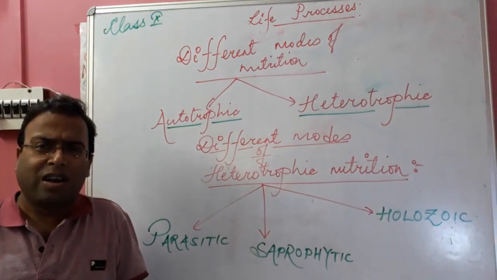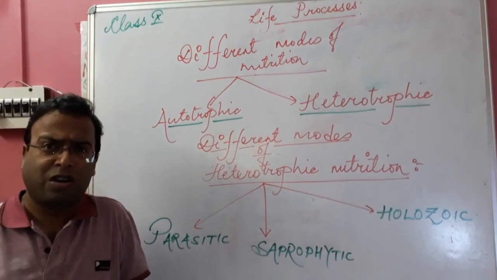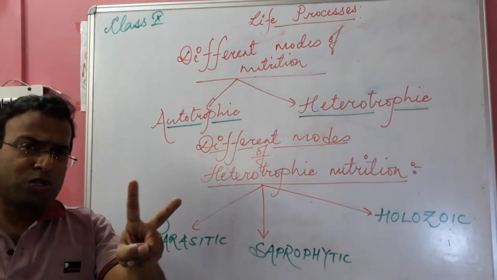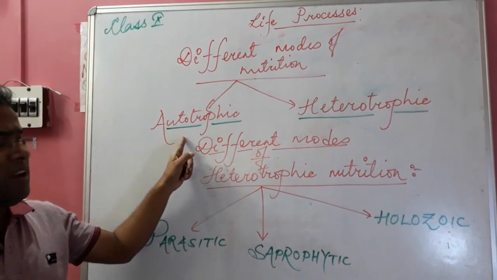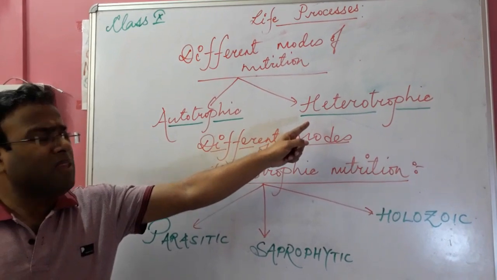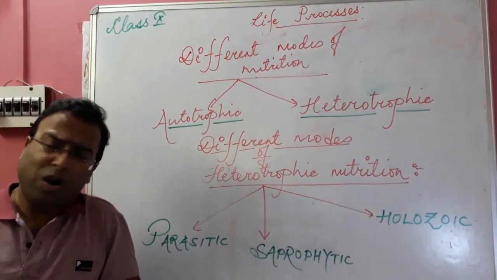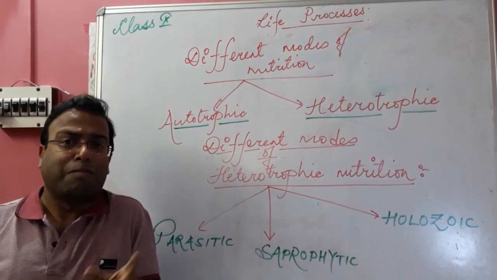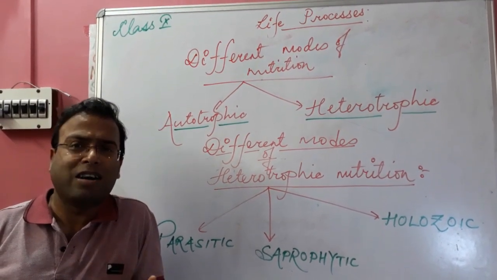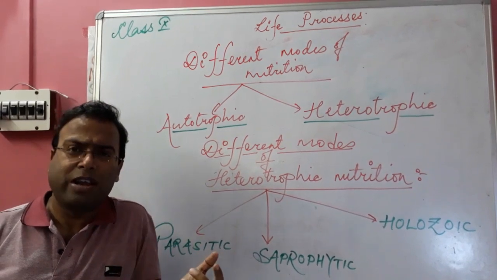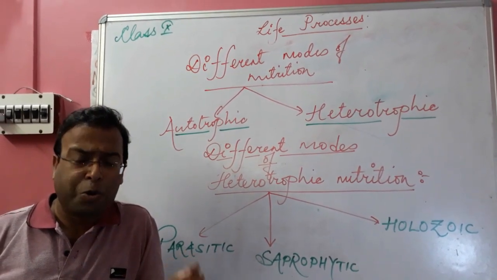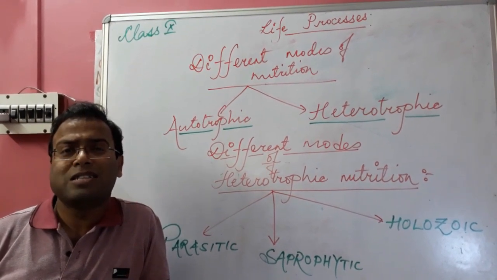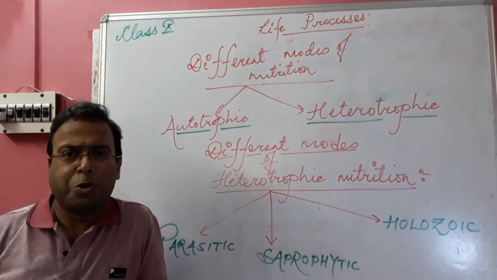I'm going to tell you the different modes of nutrition. What are the different modes of nutrition? There are basically two modes of nutrition. One is autotrophic and the other one is heterotrophic. So what do you mean by autotrophic nutrition? Plants, the green plants which we see in our surroundings. The type of nutrition which is performed by those green plants is known as autotrophic nutrition.